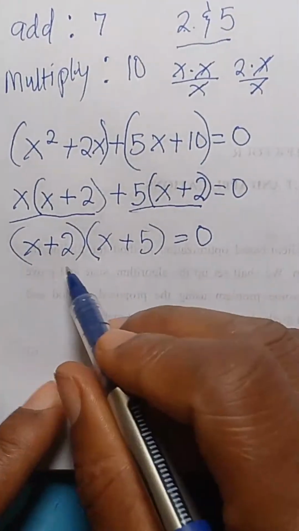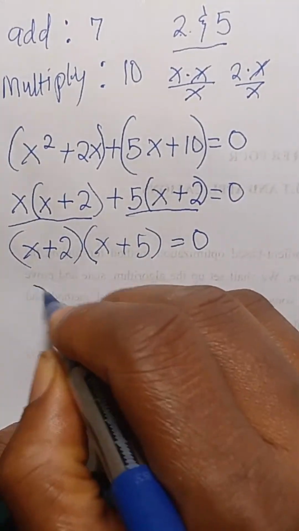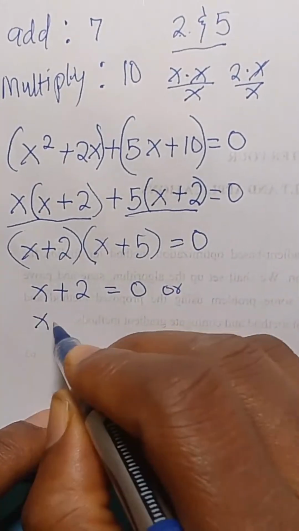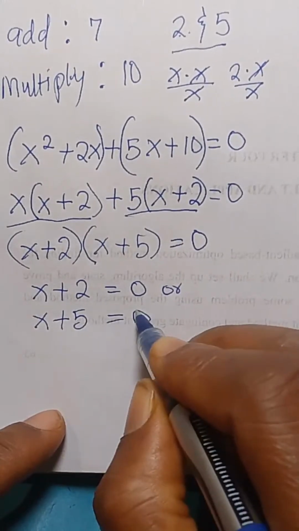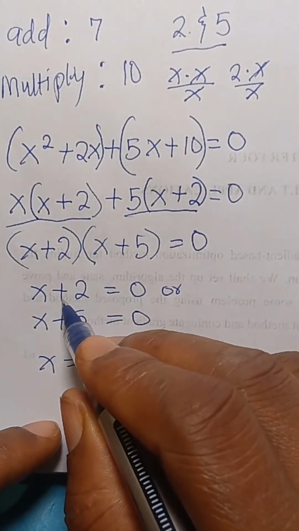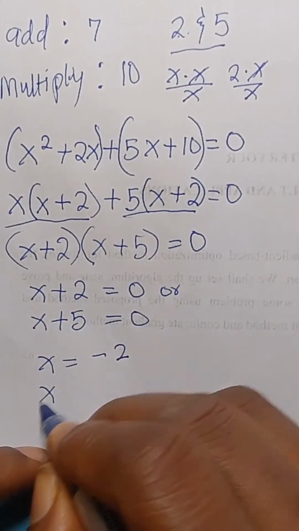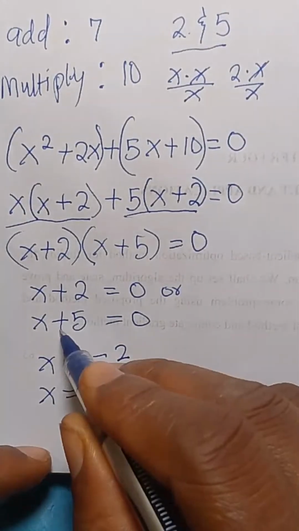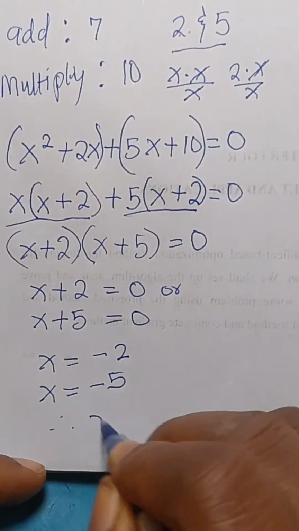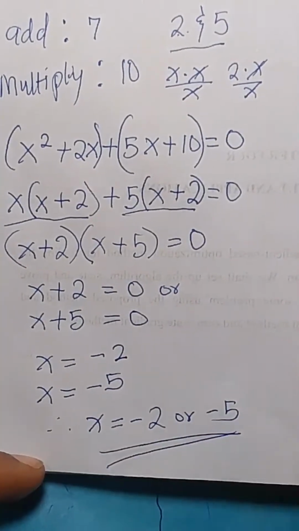Now, this is to say that if this product is equal to 0, then either of the brackets is 0. So we say x plus 2 is 0 or x plus 5 is 0. Solving x plus 2 equals 0, when this positive 2 crosses the equality sign, it becomes negative 2. Then on the other side, x plus 5 equal to 0. When this positive 5 crosses the equality sign, it becomes negative 5. So our solution is x equal to minus 2 or minus 5. That is the solution to the question.